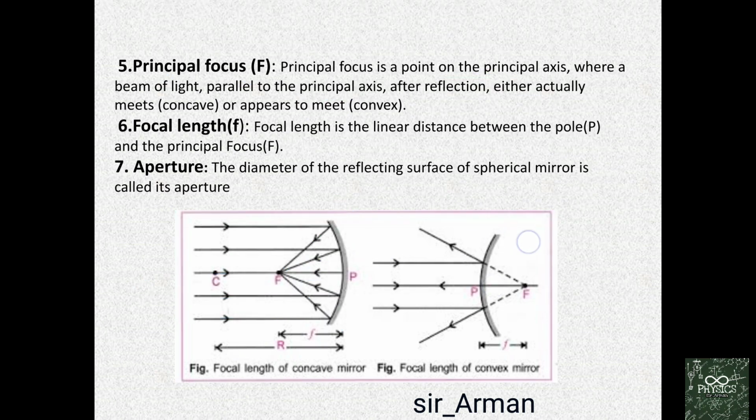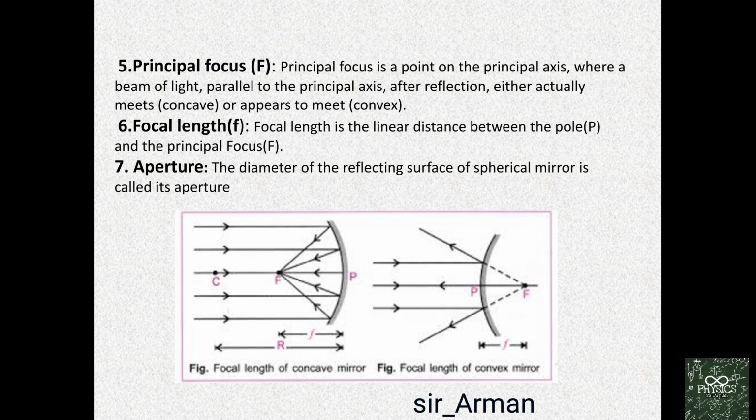If you cannot imagine, you can see this picture. Here I have parallel rays from a source, and after reflecting from this concave surface they are converging at a particular point. They get focused at that point, and hence that particular point, where they get focused, is called the principal focus.